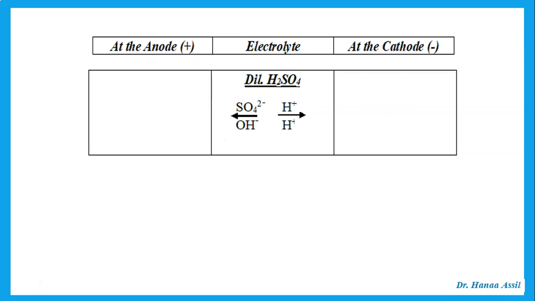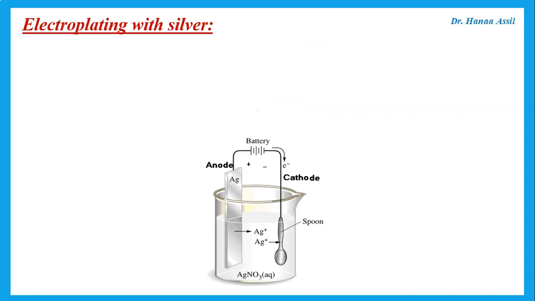Dilute H2SO4, again, we have a choice between sulfate and hydroxide. It's the hydroxide that reacts. At the cathode, we get hydrogen, which is bubbles of colorless gas.